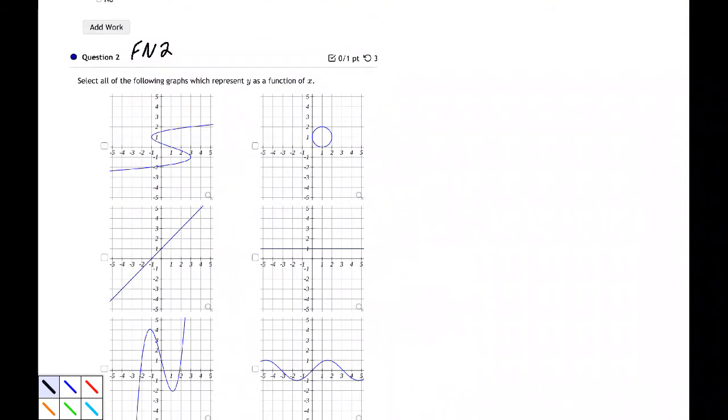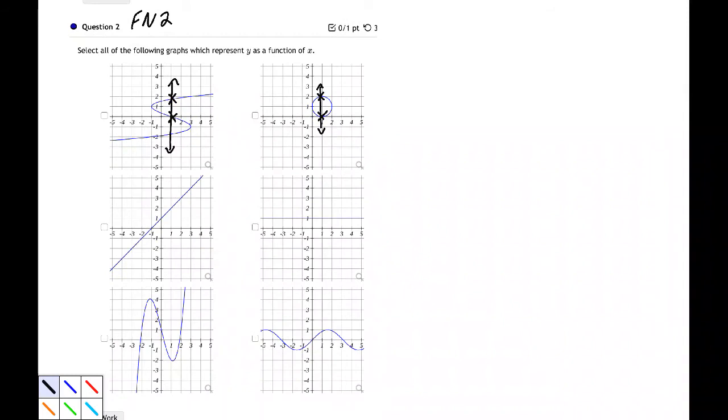On the very first one, this graph turns back over itself. So I'm just going to draw a vertical line right here. This would cross that relation twice, so therefore this is not a function. Now this question says select the graphs which represent functions, so I'm not going to mark that one. The next one, going across, is a circle centered at 1, 1 with a radius of 1, and I could draw a vertical line right through it at x equals 1, and that would intersect this graph exactly twice, so this one is not a function.